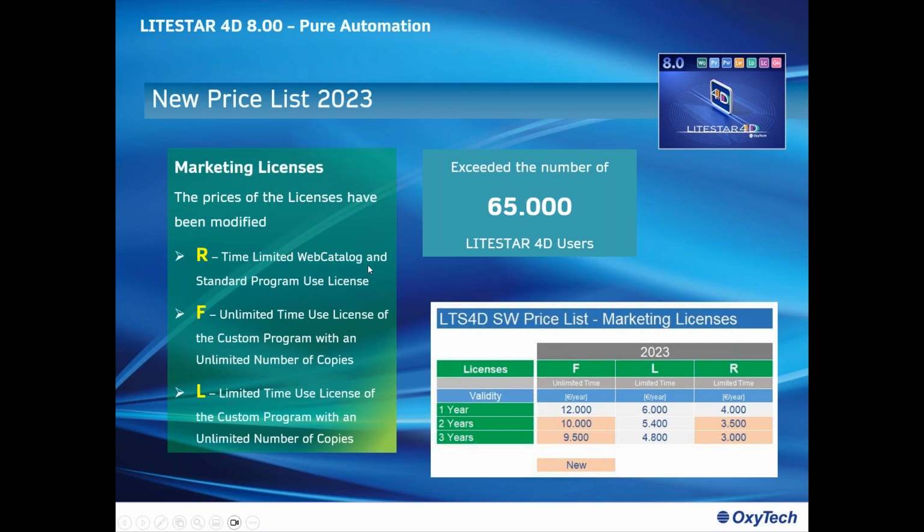And the web catalog can be placed freely on the manufacturer's website, like some customers of ours are doing now. On the other hand, it can also be activated on our website. The F and L licenses are related to what we call the copy licenses. We prepare a program only with the data coming from the manufacturer, with the logo of the manufacturer, and the manufacturer is free to distribute the program to the market in an unlimited number of copies.